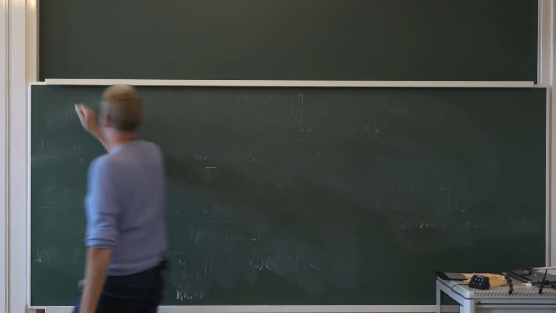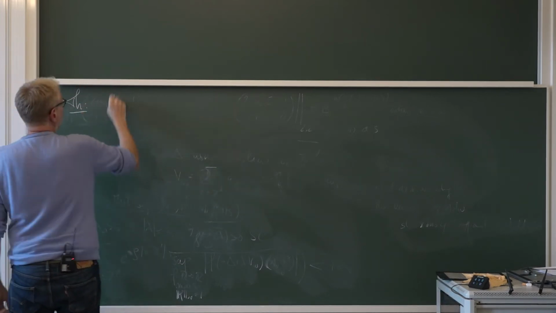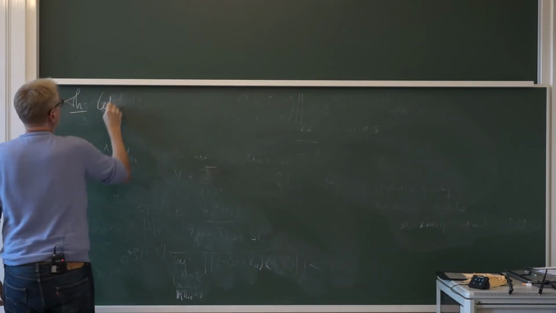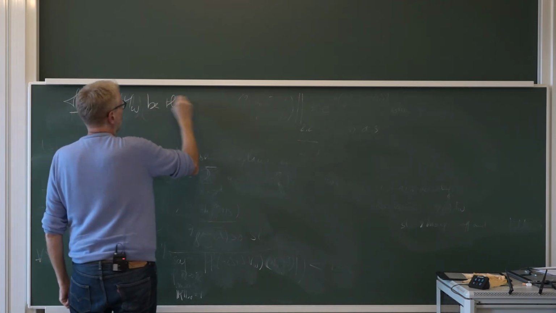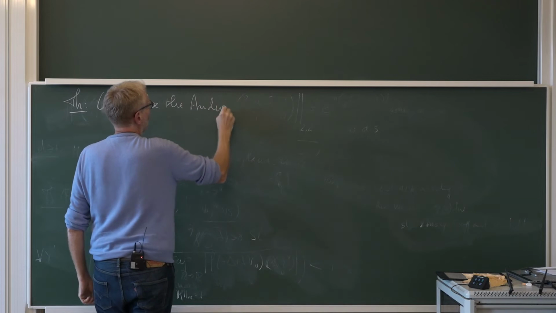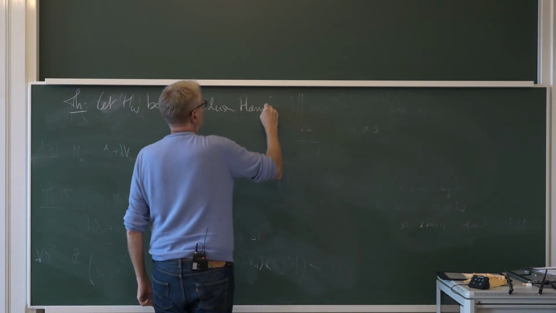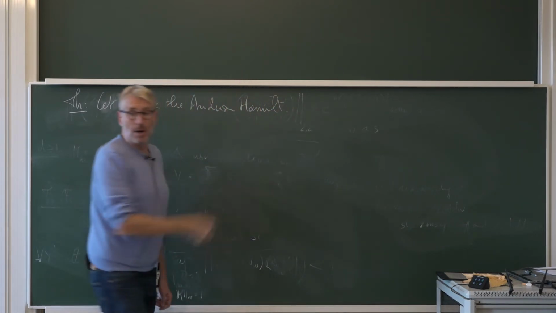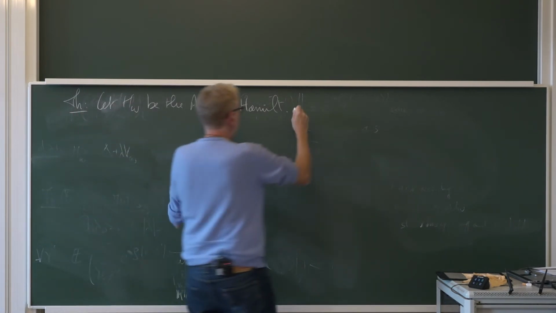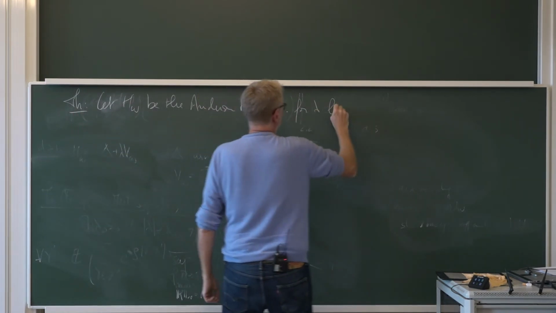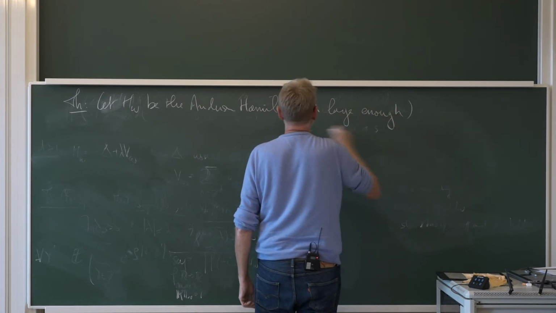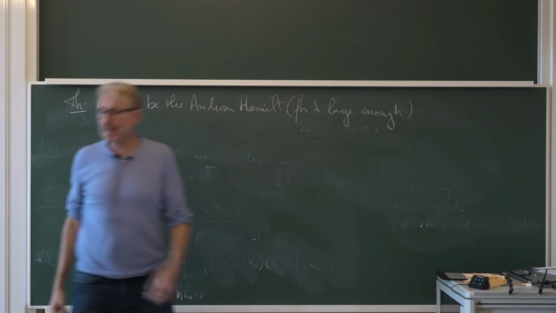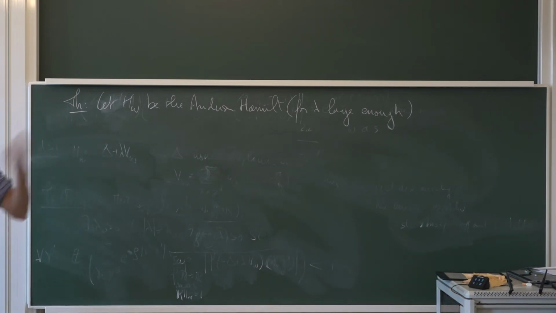Theorem. Let H omega be the Anderson Hamiltonian, the one I wrote above, right? For lambda large enough so that we are localized in any dimension. Exactly, it's the one that I had on the board, right?